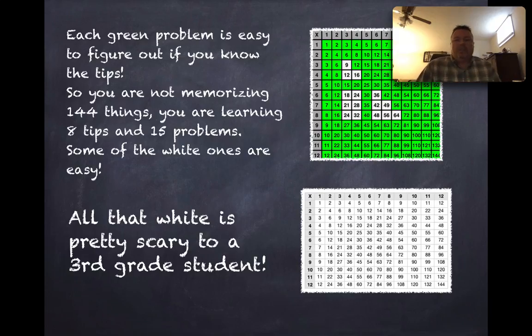Now, I wish the first time students saw the multiplication table, it looked like the top picture here. Every green problem is easy to figure out if you know a tip, and I've got a separate video for the tips. So you're not really memorizing 144 things. You're learning 8 tips and then 15 other problems. And some of those white problems, if you look close, they're easy.